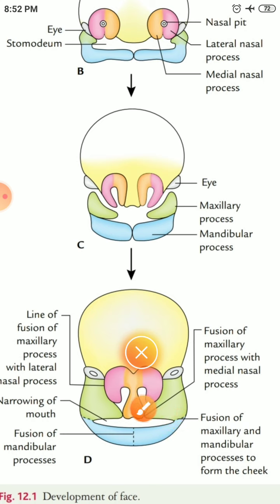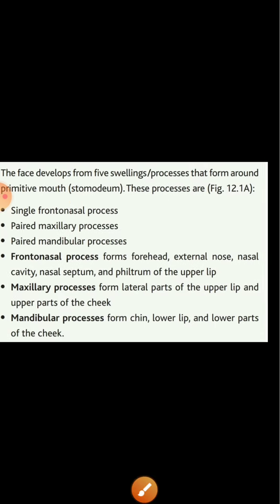You can see fusion of the lateral nasal process and medial nasal process with that of the maxillary process. This is a line of fusion of the lateral nasal process with the maxillary process. This dotted line represents fusion of the right and left mandibular processes. So this is how the development of the face, the various stages in development of the face, can be seen.